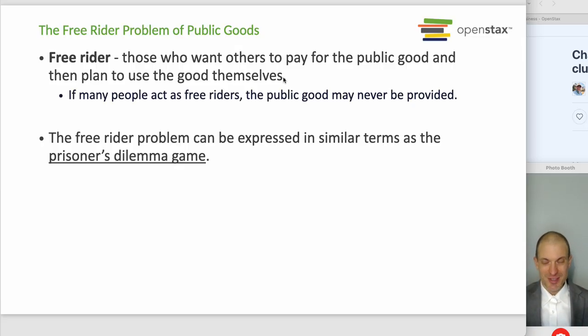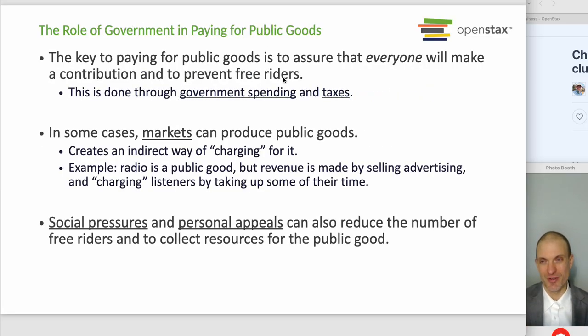Free rider problem, yeah, there is a social dilemma in some sense where individual incentives are towards consuming without paying for, but group incentives are towards everybody paying for it. And so it's a little bit like a prisoner's dilemma, but it's probably not how I would describe it. All right, so the key to paying for public goods is to assure everyone will make a contribution and to prevent free riders. So this is done through government spending and taxes, or third-party provision, just generally speaking.